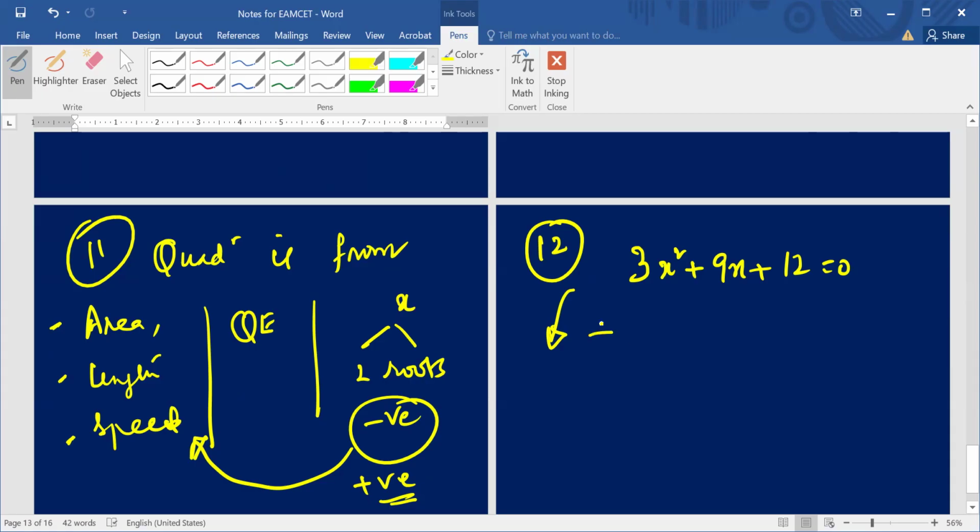First of all, divide by the common factor first. 3 is a common factor. Divide by 3. So this is x square plus 3x plus 4 is equal to 0. So divide by 3 and you are getting x square plus 3x plus 4 is equal to 0, and then proceed further. That is very, very crucial.